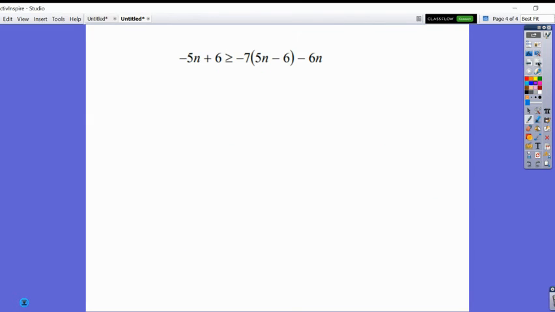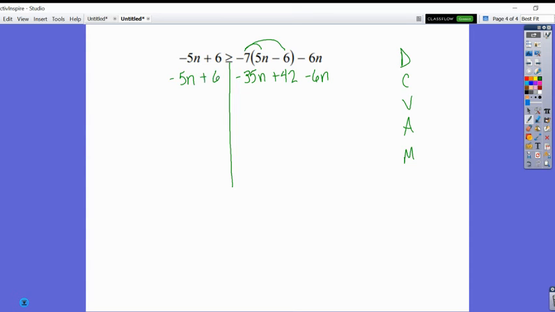One last example for us to explore today. Again, focusing on solving the equation, so I'm going to think about that DC-VAM process. Split your inequality if you need to, and we'll begin with the distributions. -35n plus 42, bring down that minus 6n. On the other side as well, bring down the minus 5n, bring down the plus 6. It's still a greater than or equal to.